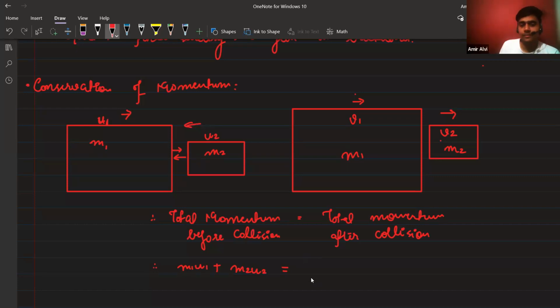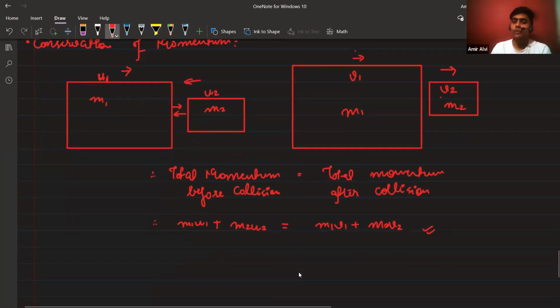It will be M1 V1, everybody, it's simple. M1 V1 and M2 V2 is the final momentum. We are taking the individual momentum and adding them up for the scenario. So this is called the conservation of momentum, which means that whatever the momentum is before collision, it will be equal after collision as well. Is that clear to you?